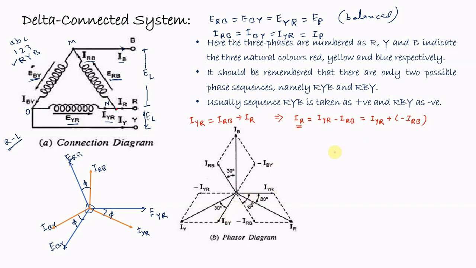Now see the phasor diagram. Here this is the positive direction of IYR. Here it is IYR. This is the positive phase sequence of IRB, so the negative phase sequence will be just in the opposite direction. So here it is minus IRB. Now if we add these two currents, we will get the line current, that is IR. Here we will add these two currents by the parallelogram law.